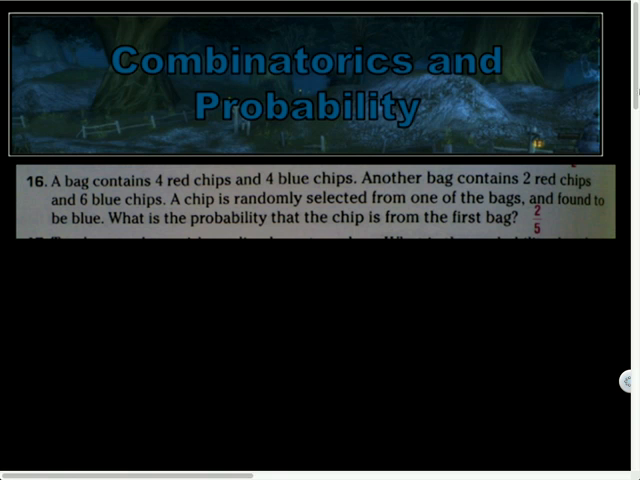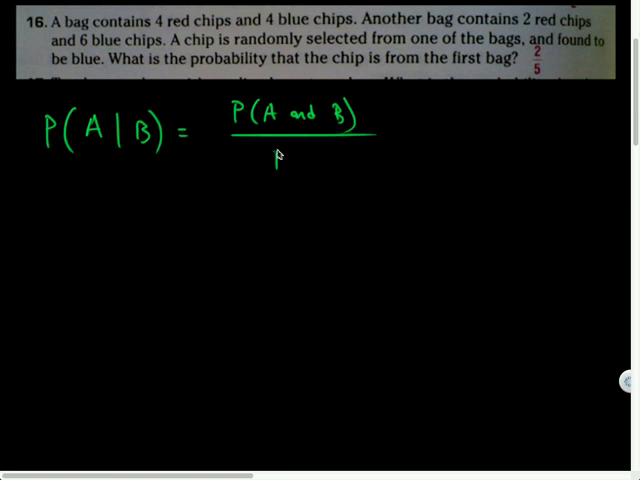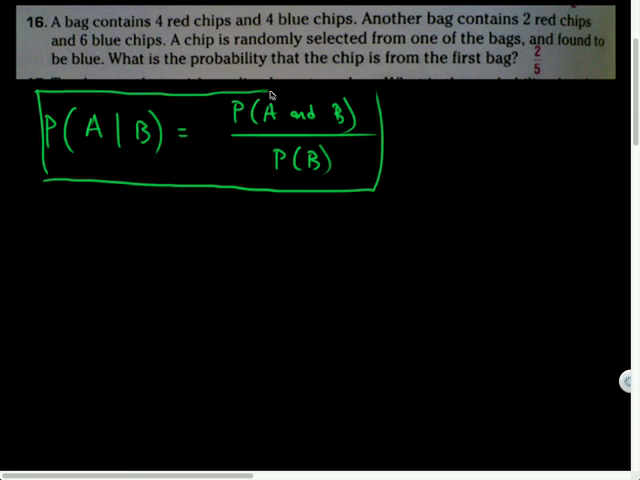And what I first want to talk about is what is the formula to calculate conditional probability. If I have the probability of event A given that event B occurred, this is going to equal the probability of A and B occurring divided by the probability of just B occurring. All right? So that's the formula for conditional probability.